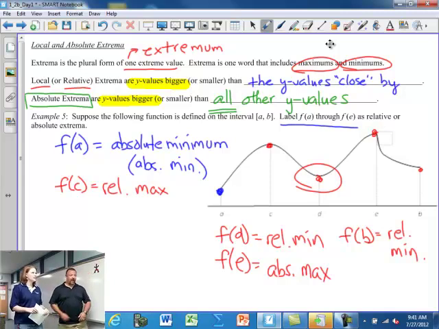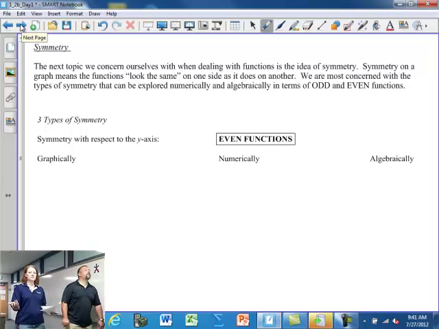All right, we got that? We got it. Woohoo. Next, more terminology. Symmetry. Last thing for the day here.